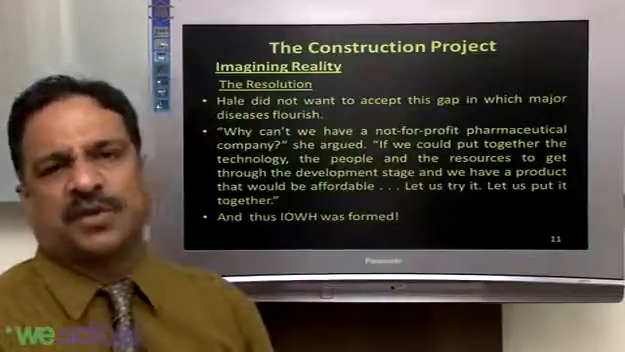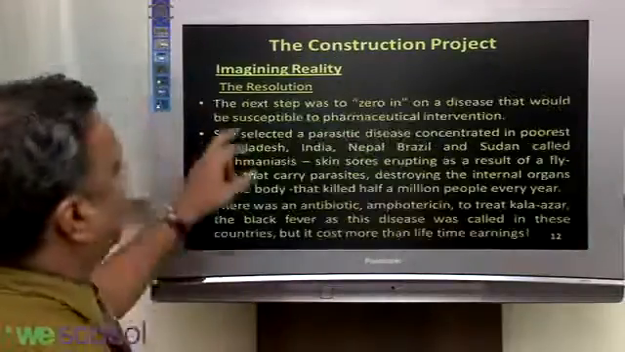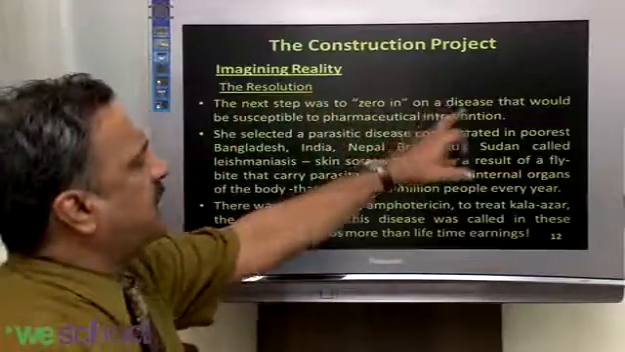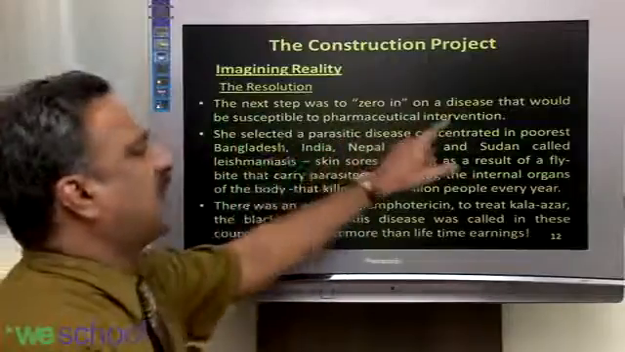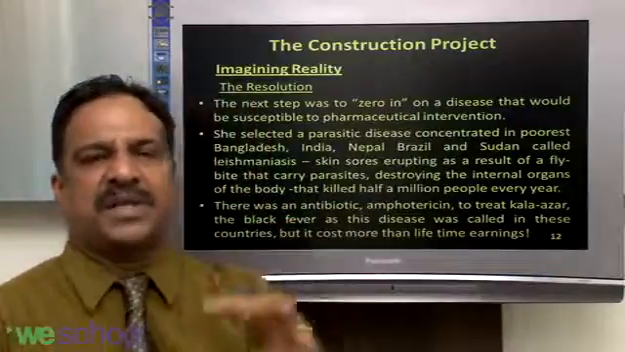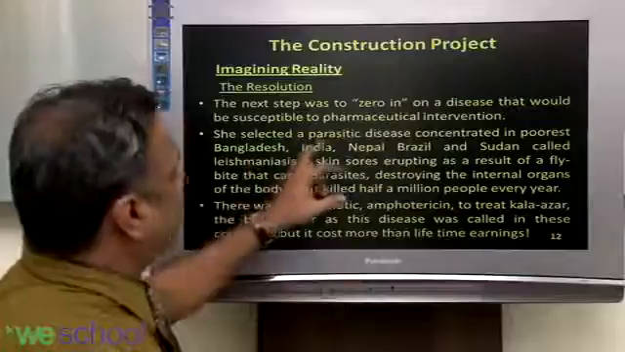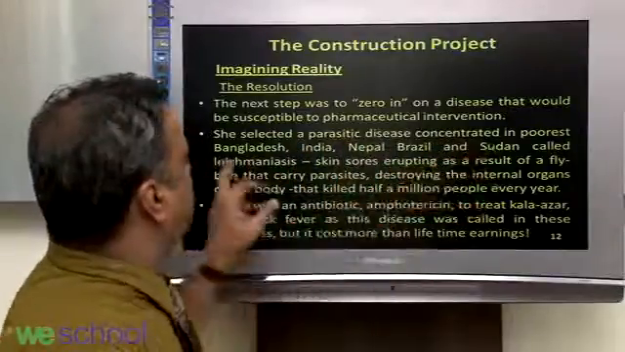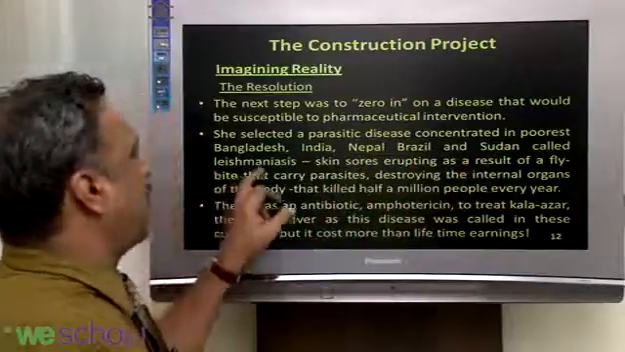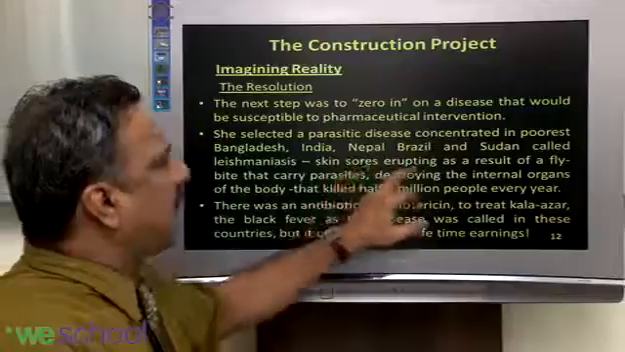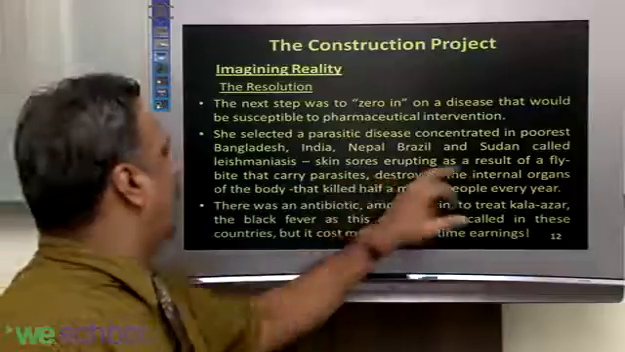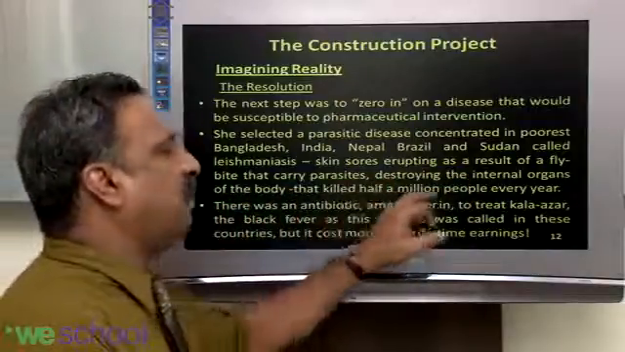The next step was to zero in, to identify the target of a disease that would be susceptible to pharmaceutical intervention, where there's a requirement for a drug to be administered. She selected a parasitic disease concentrated in the poorest parts of Bangladesh, India, Nepal, Brazil and Sudan in Africa, called leishmaniasis. Skin sores erupt as a result of a fly bite that can carry parasites, destroying the internal organs of the body, and it killed 500,000 people every year.